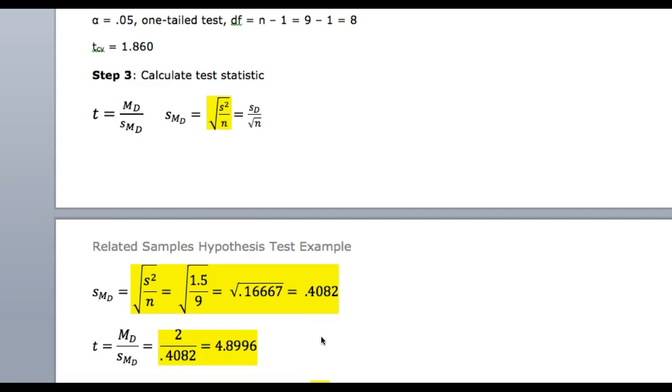Now all I need to do is calculate the test statistic. So calculate our t. And it's really simple because it's just the mean of the different scores divided by the estimated standard error of the different scores. So the mean is 2 divided by 0.4082, and this gives us a t statistic of 4.8996. So, did we beat our t critical value? What's our decision?